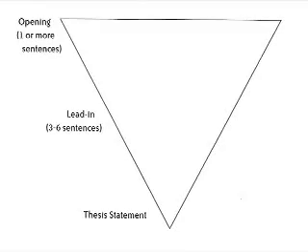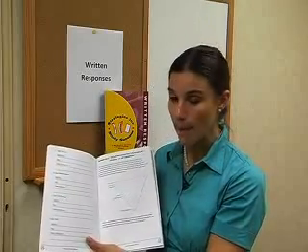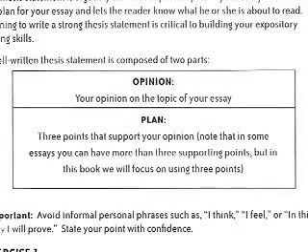If we look at this inverted triangle, we can see here that we're now putting together all of the elements to form the introduction paragraph. As a reminder, we start with the opening, which were those 5 choices for how to begin. Then we have the lead-in, which are 3 to 6 sentences that lead up to the thesis statement. And finally, we end our introduction paragraph with a thesis statement, which is comprised of 2 parts, the opinion and the plan. Whenever we write a 5-paragraph essay, we should always brainstorm, then write, and then self-check our work.